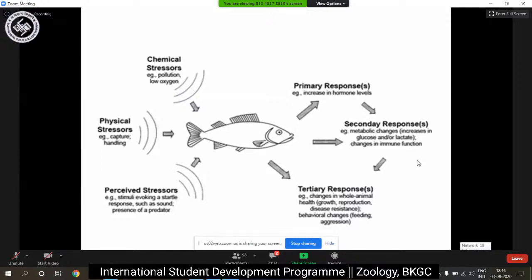Can we add something to their feed during culture that would enhance their ability to cope with stress, enhance their ability to resist pathogenic infestation, and ultimately affect their survival and growth? So those are the important issues associated with endocrinology as well as fisheries.